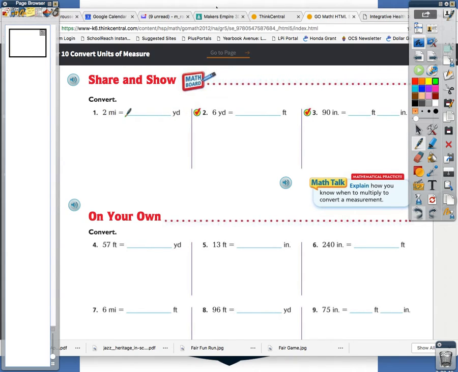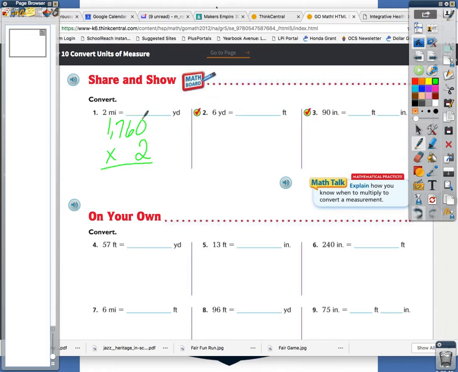The first thing we need to think about is which unit of measure is larger. Is miles or yards larger? Well, we know miles are larger than yards, so we're going from a larger unit to a smaller unit. Our rules tell us when we're converting from larger to smaller, we're going to multiply. We're going to multiply the 2 miles that we have times the number of yards in a mile. And when you look back on the chart on the previous page, and you look for the connection between miles and yards, you see that 1 mile equals 1,760 yards.